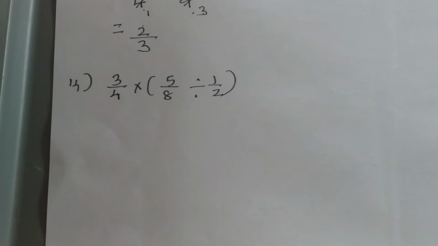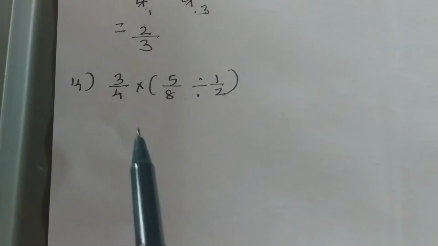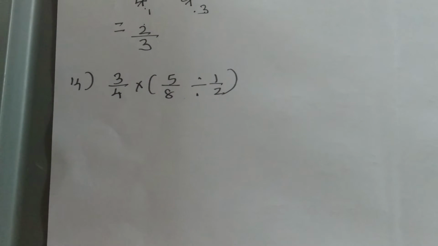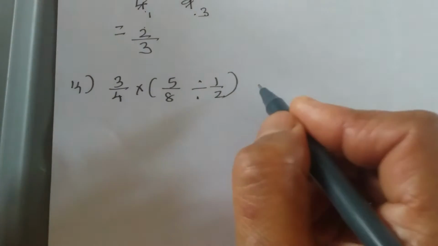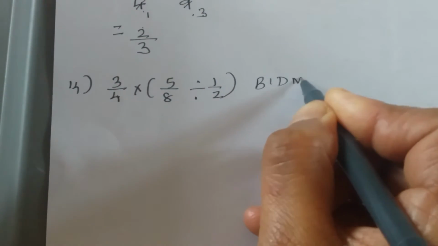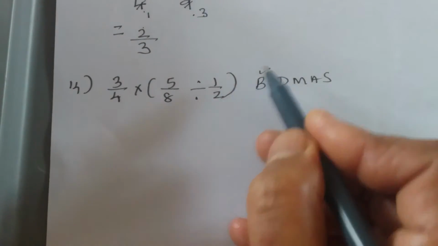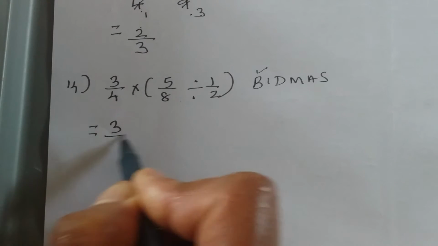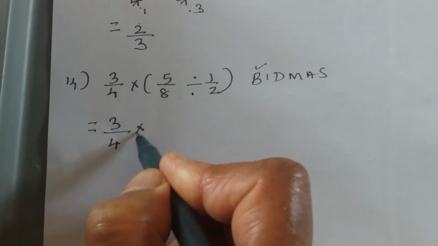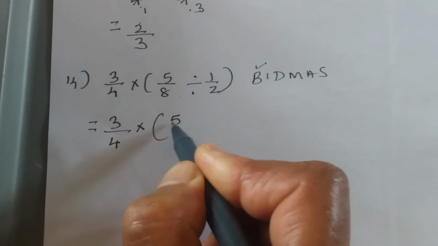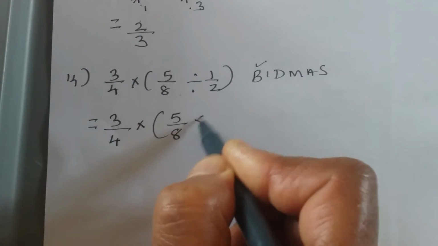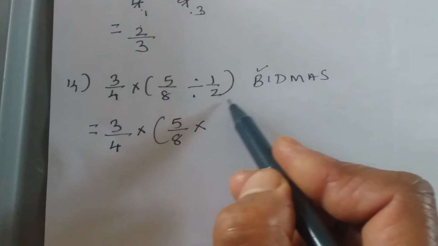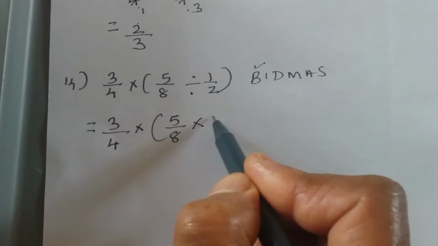Now we'll see question number 14, which is 3 by 4 into (5 by 8 divided by 1 by 2). Again, what are the operations? Multiplication and division. Which one has to be done first? In BIDMAS, first is bracket. Yes, we have a bracket, so within the bracket we have to simplify first. So 3 by 4 into, what is the rule of division? Write the first rational number as it is, change division into multiplication, and take the reciprocal of the second rational number. 1 by 2 is 2 by 1.